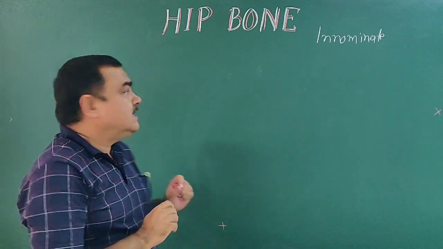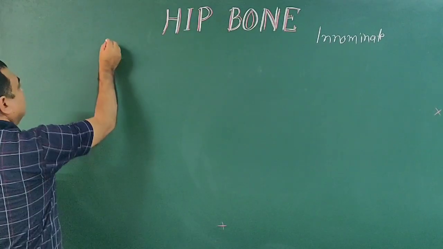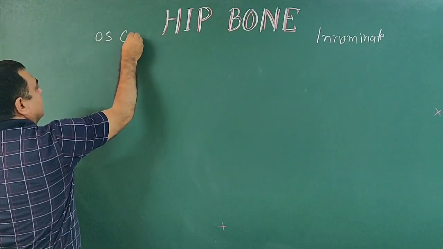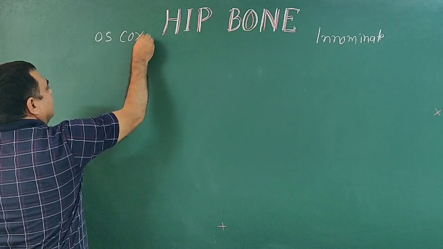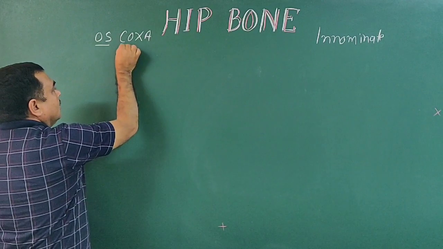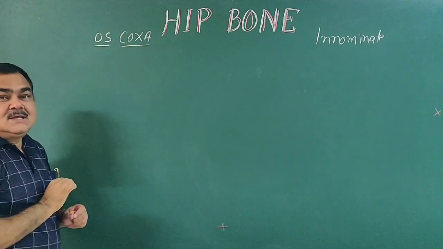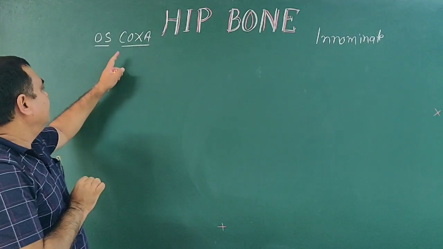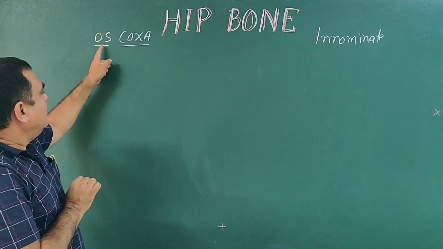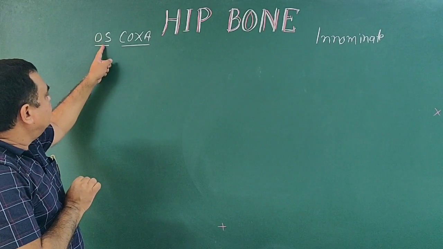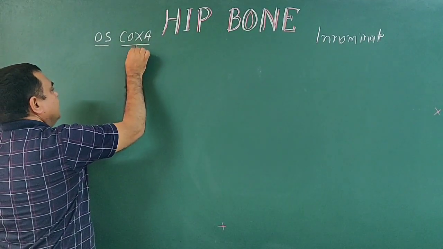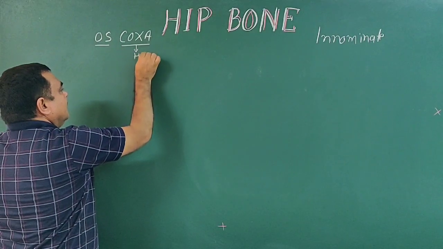Another term is os coxa. Os means bone, coxa is a Latin word. Os is also a Latin word. Os coxa, Latin words. Os means bone, coxa means hip. Hip bone.